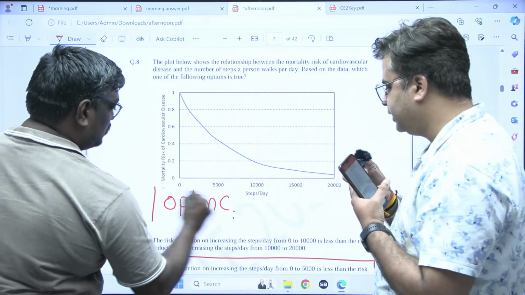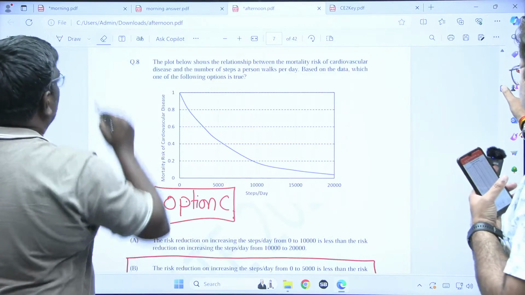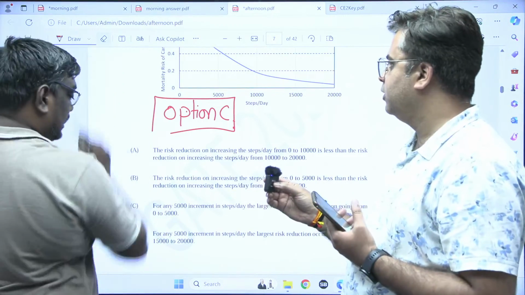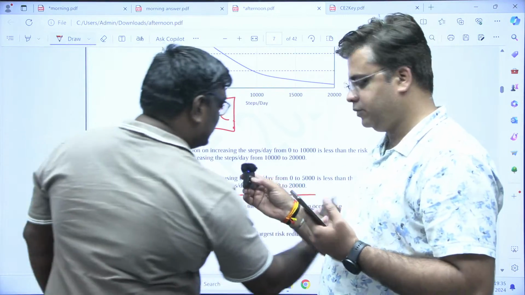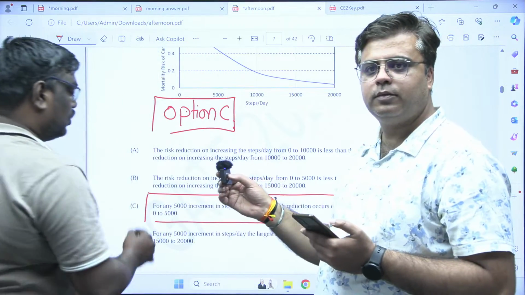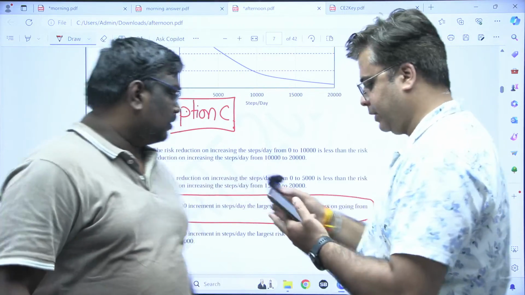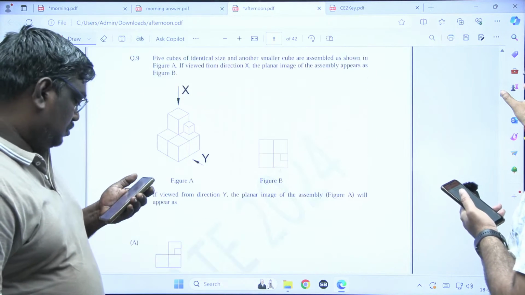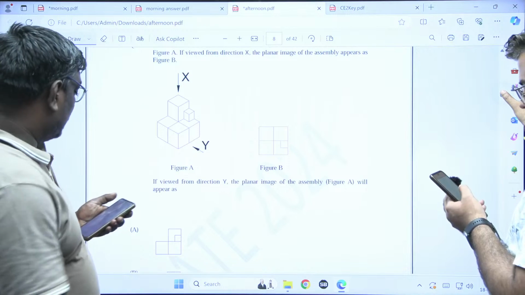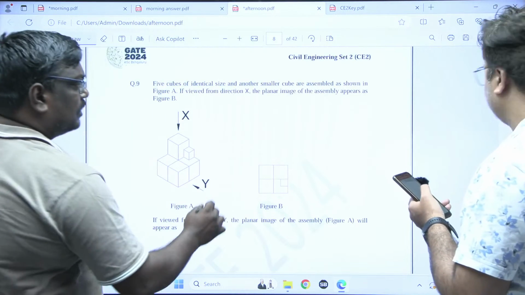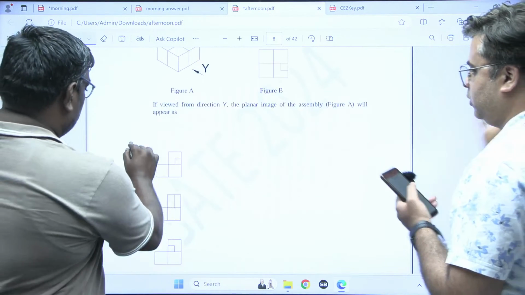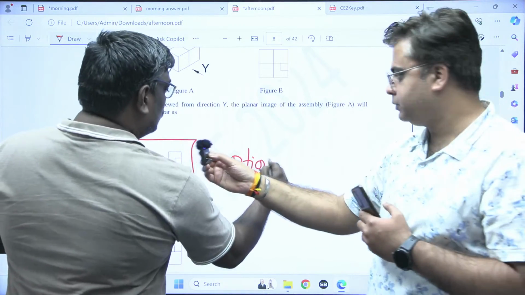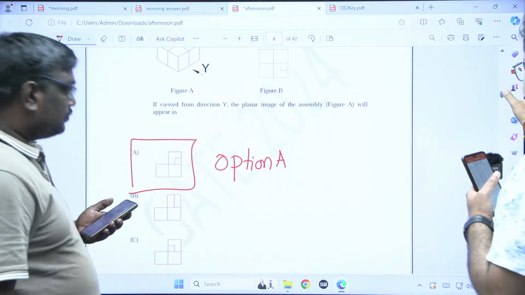You can also erase this one, sir. This bottom one. And here the answer is, for any 5,000 in steps, the largest risk reduction is going to occur in 0 to 5,000. Okay, we can go. So the next question is question number 9. For question number 9, option A is the right answer, sir. Option A is the right answer. You can go ahead, sir.